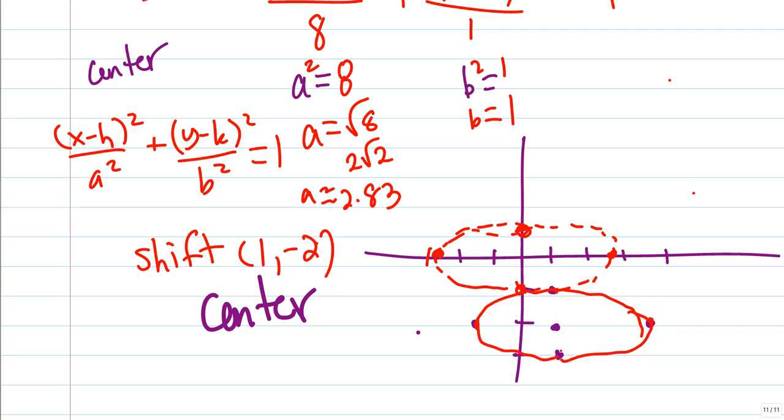But that's it. So the ellipses are not kind of the hard ending of this. The shifting is still the same. The skills are the same.